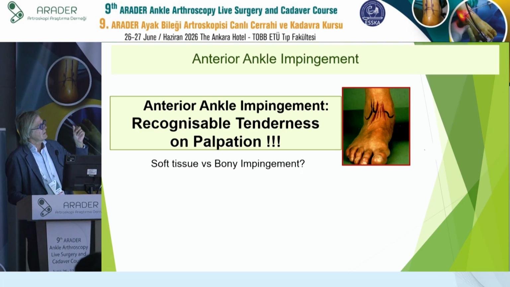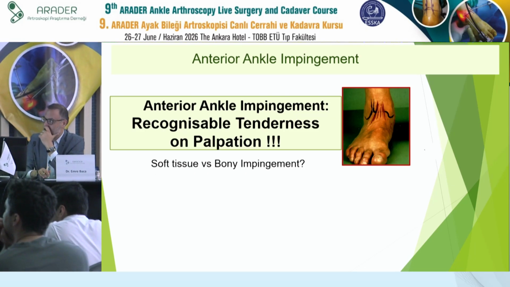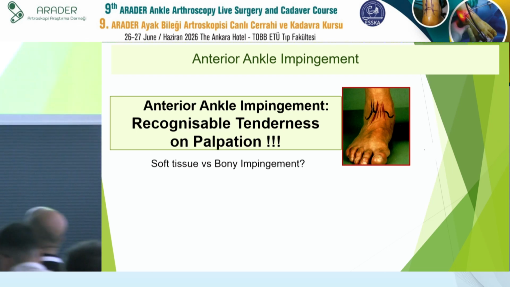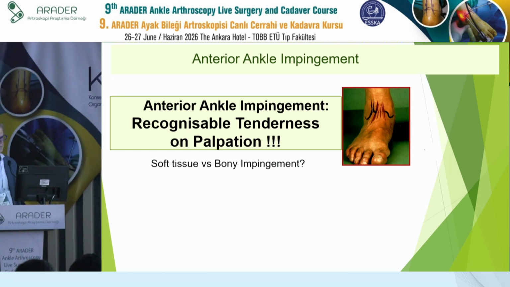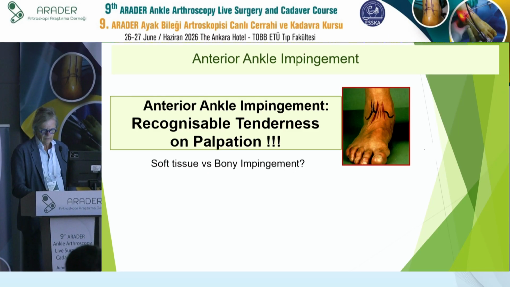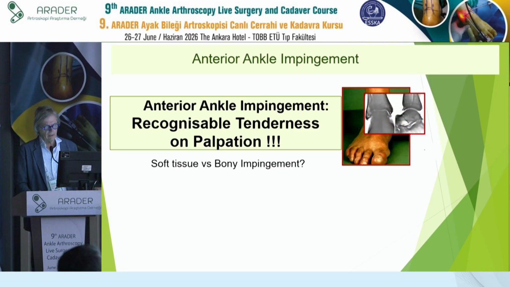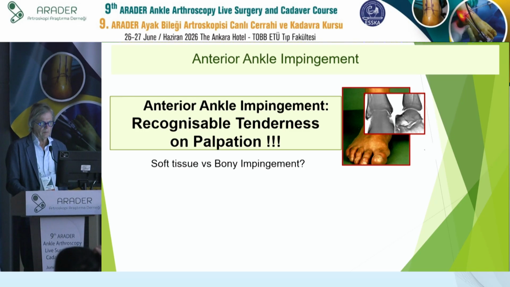Why? Because if it's recognizable pain and you palpate over the joint, what is there below your finger? It's the skin. Well, it's not the skin that gives the pain. It's the subcutaneous tissue. It is the bone, the osteophyte. Well, the osteophyte itself is not painful. So it is the capsule, it is the synovitis that gives the pain. So my diagnosis is just the recognizable tenderness on palpation, and then it is anterior impingement. And then you make an X-ray to see if it's bony impingement or if it is soft tissue impingement.